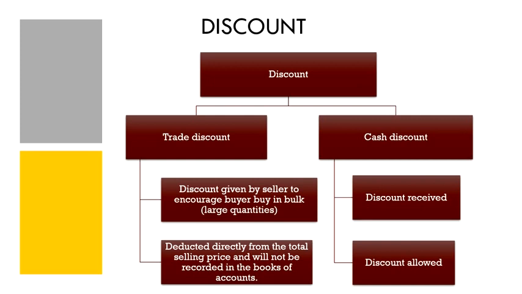Okay, so trade discount is deducted directly from the total selling price and will not be recorded in the books of account. Okay, example macam trade discount ni, contoh macam buy one free one. See, it's a trade discount. Okay, encourage untuk beli banyak. So next discount is cash discount. So cash discount ni ada dua jenis pula, that are discount received as well as discount allowed.